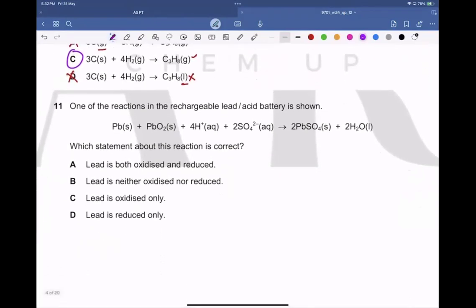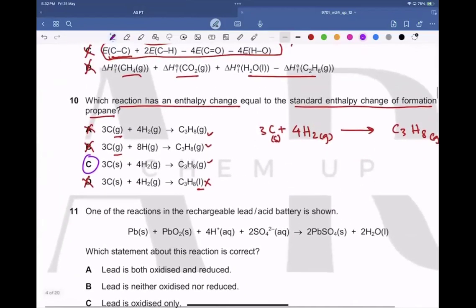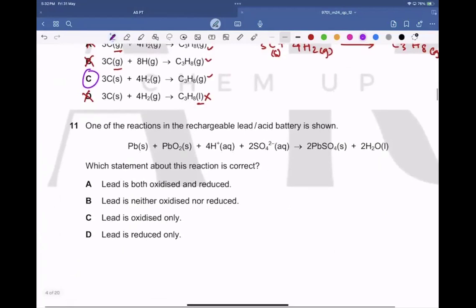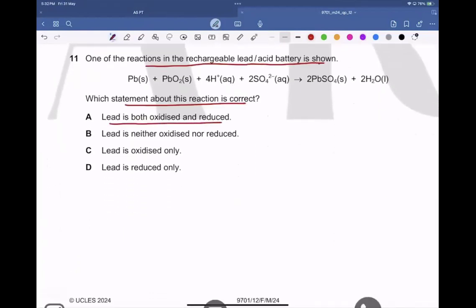Now, if anyone of you has any confusion till question number 10, please ask. Question number 11. One of the reactions in the rechargeable lead acid batteries is shown. Which statement about this reaction is correct? Lead is both oxidized and reduced.